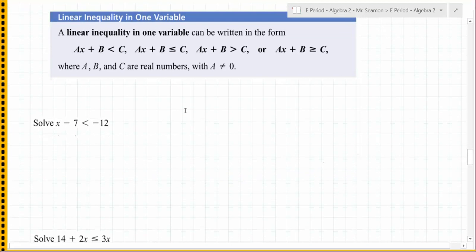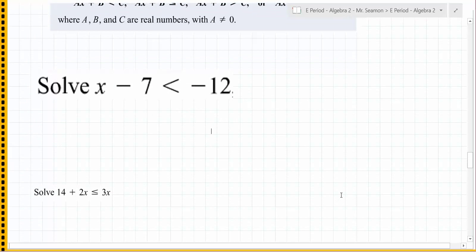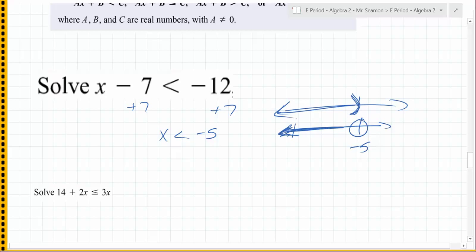So on this linear inequality, which I'm pretty confident you guys could work with, if you wanted to solve for x, what would you have to do to both sides? Add 7 to both sides. If I add 7, I get x is less than -5, which I could graph. Is it an open dot or a closed dot at -5? It's going to be an open dot, and then you have to shade a little bit to the left like this. Or you could graph it a different way. You could have -5 and you could do that instead.